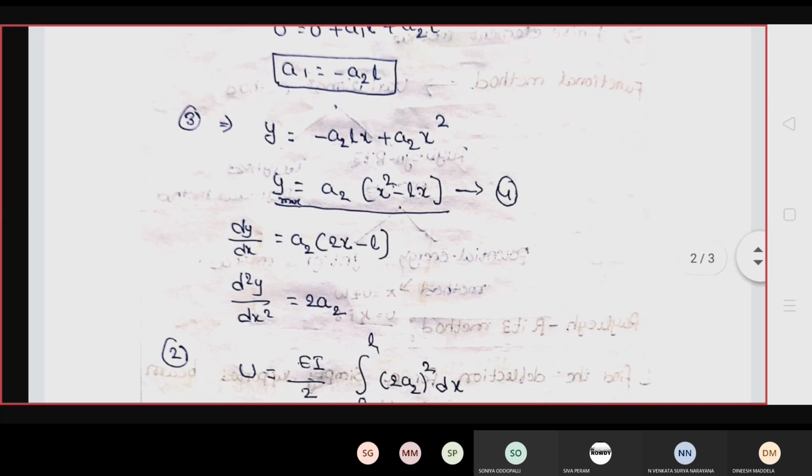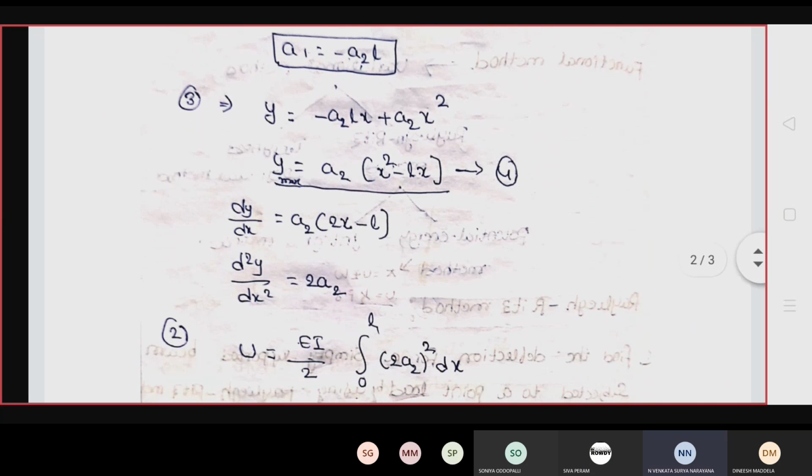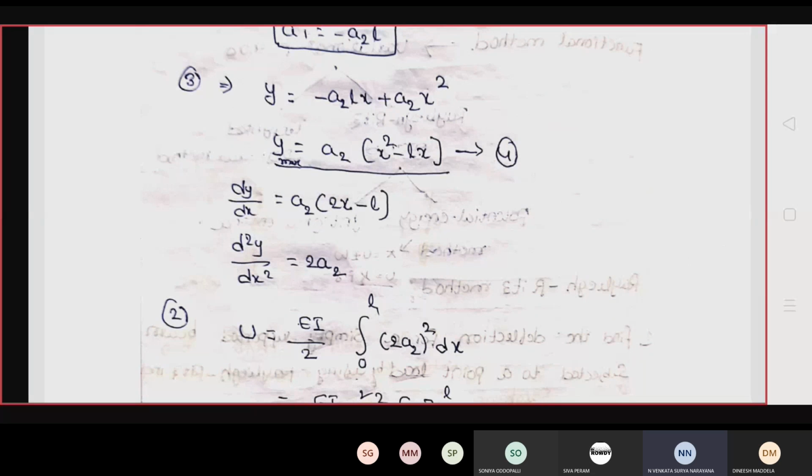Next, differentiating this equation, we get dy by dx equal to a2 times the derivative of x square minus Lx. Differentiating x square, we get 2x, using the format of x to the power of n: n into x to the power of n minus 1. The derivative of x is 1. So 2x minus L.